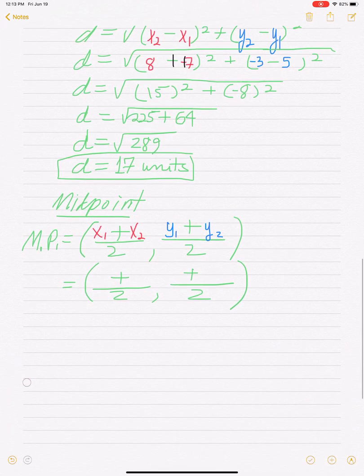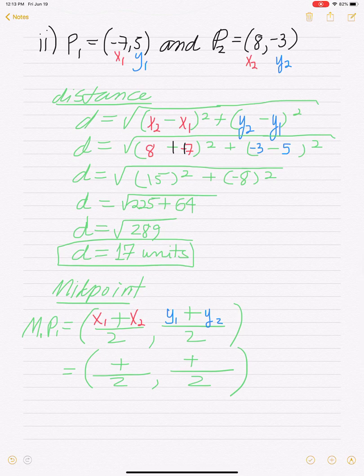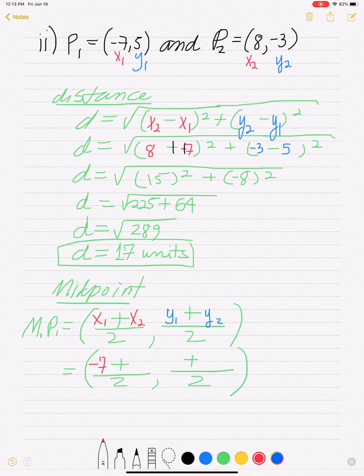Okay, so what am I plugging in for x1 here? I'm plugging in a red -7. I'm plugging in for x2 a red 8. For y1, I'm plugging in blue 5. For y2, I'm plugging in a blue -3. So we got what? -7 plus 8 is 1, and that's over 2, comma. 5 plus -3 is 2, which is going to be over 2.